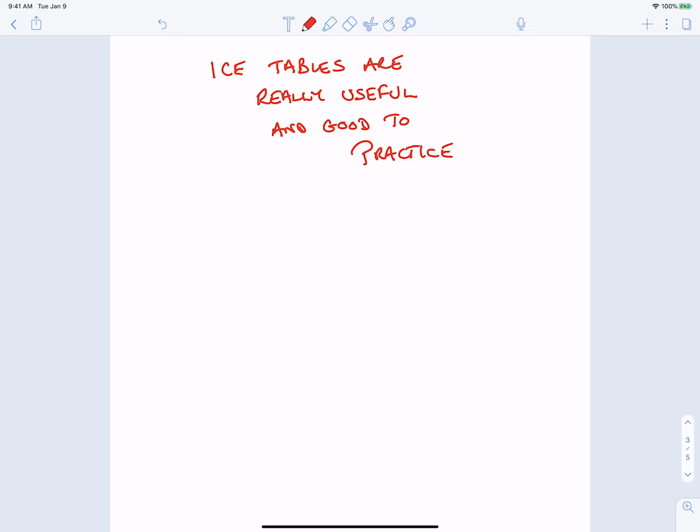So ice tables are extremely helpful and give us a lot of information, and they are very good to practice with, and we use them for several of the questions. Now, out of interest, if you've been reading ahead in your textbook, you'll realize that there is another way we can do these types of questions.